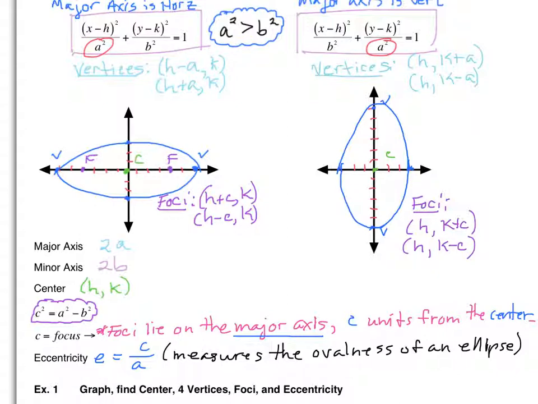Yes? How do you know when to do plus c and minus c? Because you always go right and left, or up and down. Always. Oh, okay. Yeah, because you always have 2 vertices on either side of the center and 2 foci on either side of the center. And what you need to know is that a goes with the major axis. So a is half the distance of that major axis, from the center to the vertex. And then b is the distance from the center to the vertex of the minor axis. And then c is always the distance from the center to the foci. Everything is always the distance from the center. It's never the distance from the vertex. And that's the mistake that some kids will make.